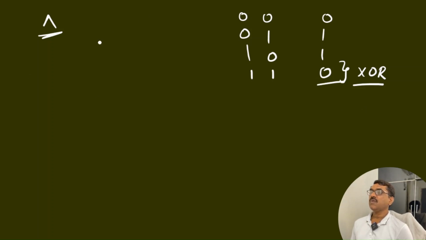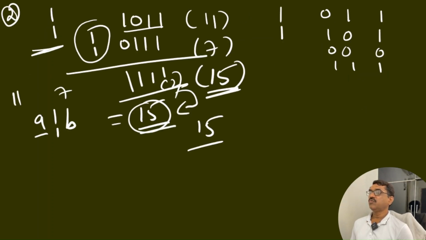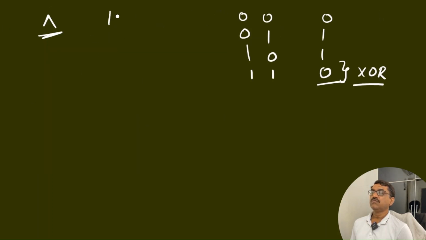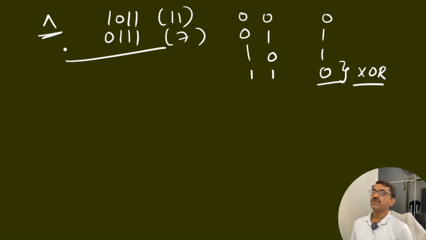0. Now, if you take the same example 1 0 1 1, this is 11, and 0 1 1 1, this is 7. Whenever you perform this exclusive OR operation, 1 0 1 1 and 0 1 1 1, we get 1 1 0 0. What is the value of 1 1 0 0? The value of 1 1 0 0 is 2 to the power of 0, 2 to the power of 1, 2 to the power of 2, 2 to the power of 3. Just convert into the decimal equivalent.